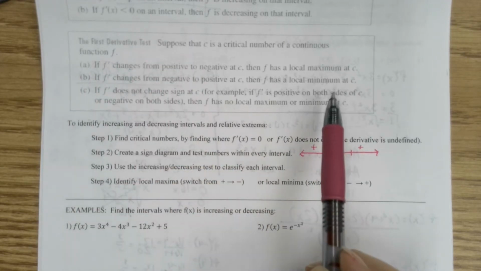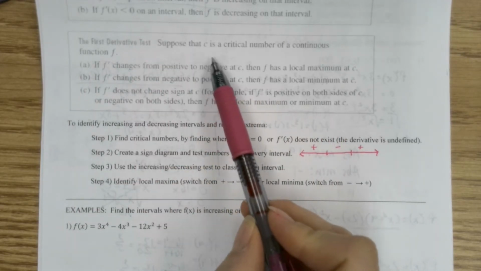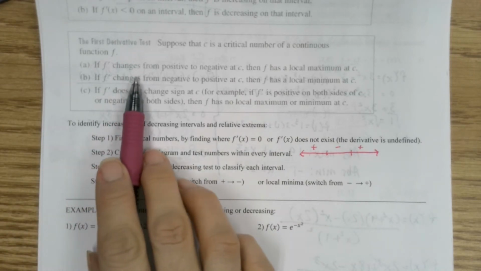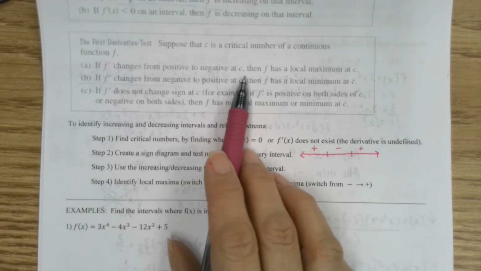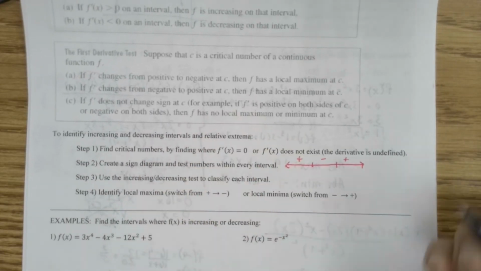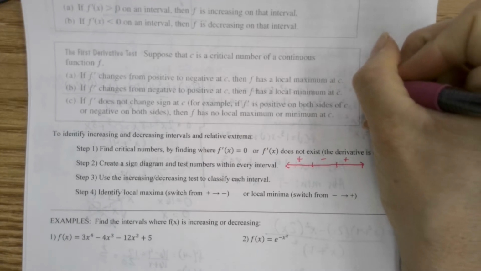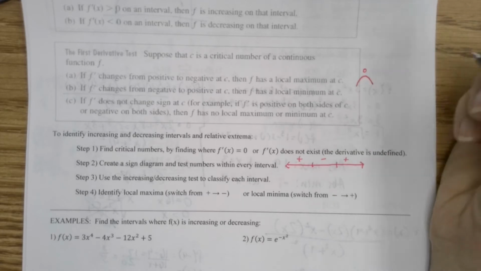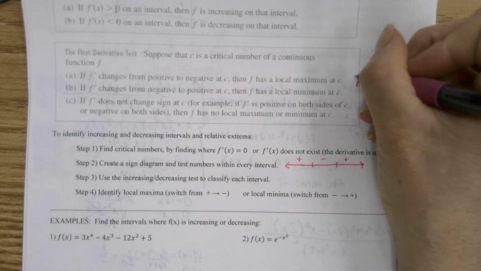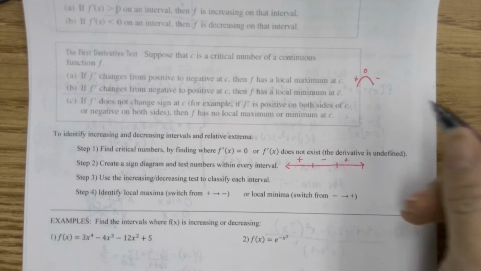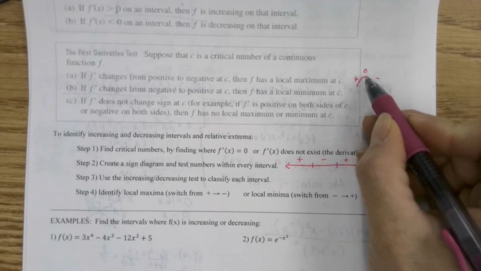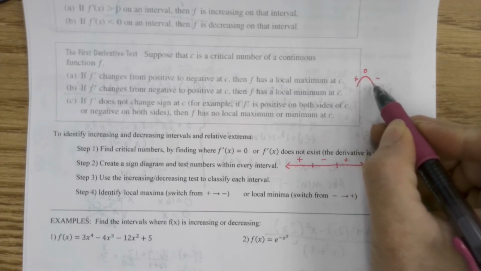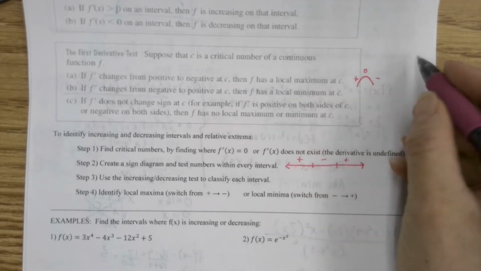There is also something called the first derivative test, and it says that suppose c is a critical number of a continuous function. If f prime changes from positive to negative at c, then f has a local maximum. Well, let's think about that visually. If I have a curve that has a local max, I know that the derivative up at the top is going to be 0. On the way up, my slope is positive. On the way down, my slope is negative. So we'll find a critical value, and if we know it's positive before that critical value and negative after, we know we have a local maximum.